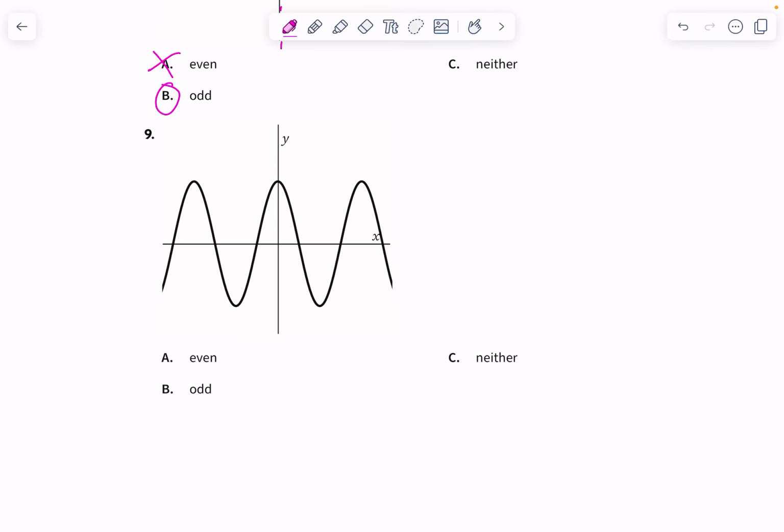What about 9? So 9 really quick. What do we see here? Right, it's perfectly symmetrical. This folds with this, folds with that. Off the top of your head, right? Even.